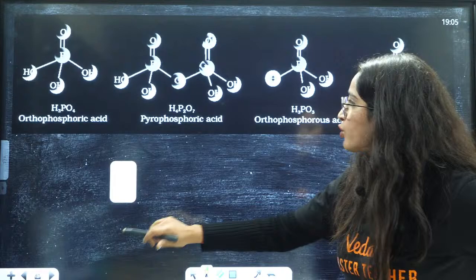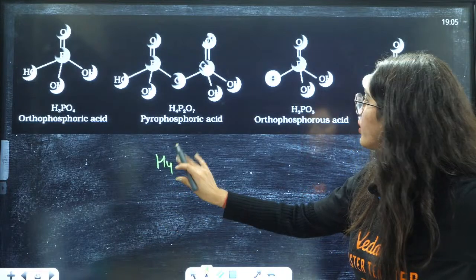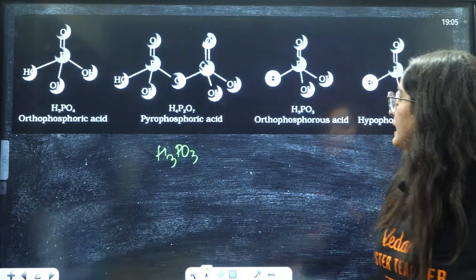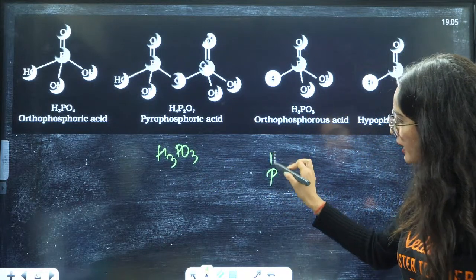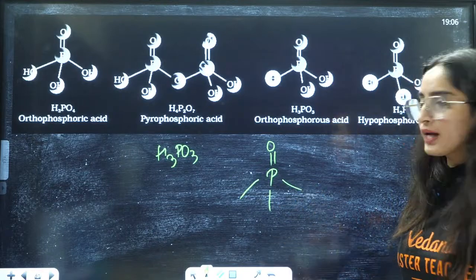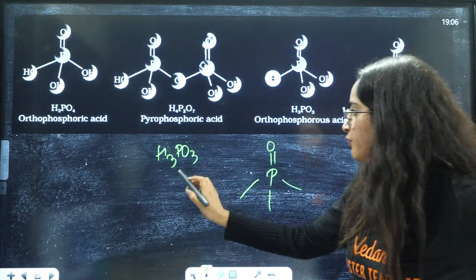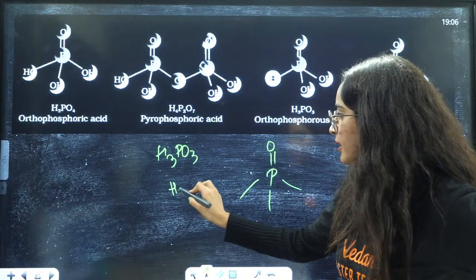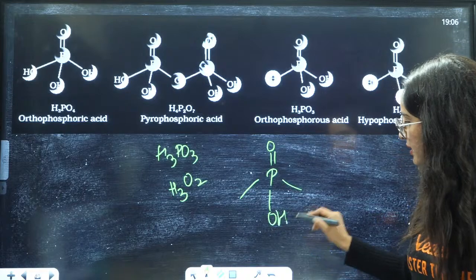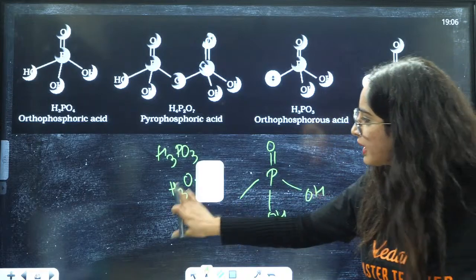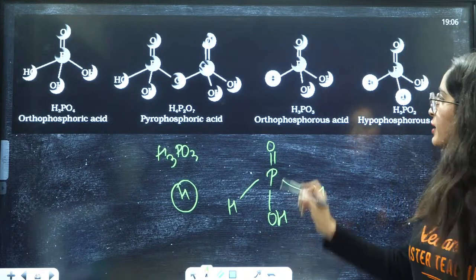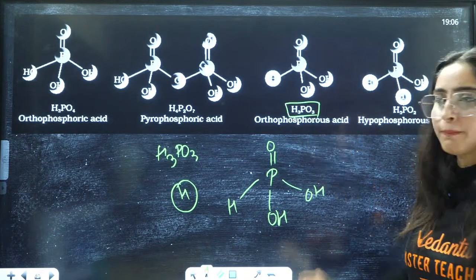Now let us draw the structure of H3PO3. Again P double bond O, that is the first task. Then 3 bonds we are left with, and we are left with 3 hydrogens and 2 oxygens. That means 2 OH it can occupy. And now we are left with just 1 hydrogen that can be placed on phosphorus. So that is your structure for H3PO3.